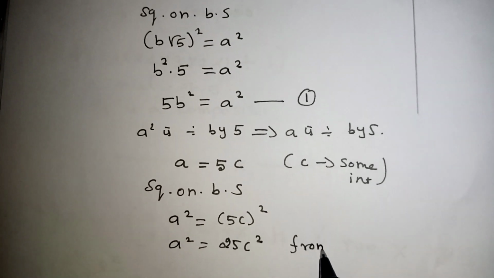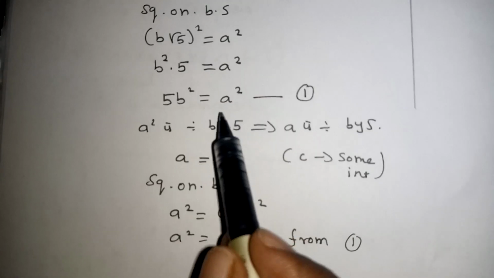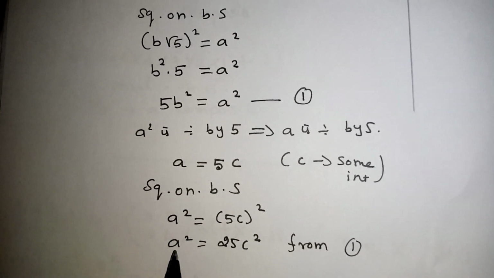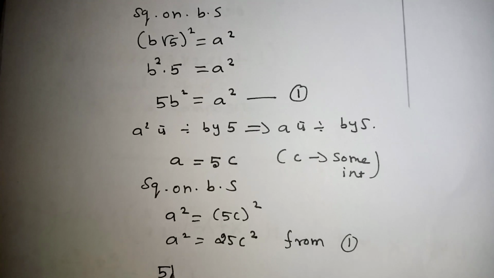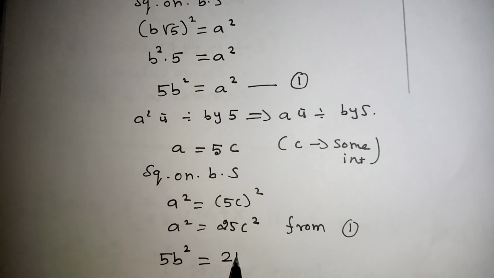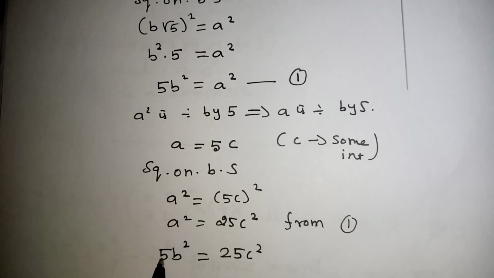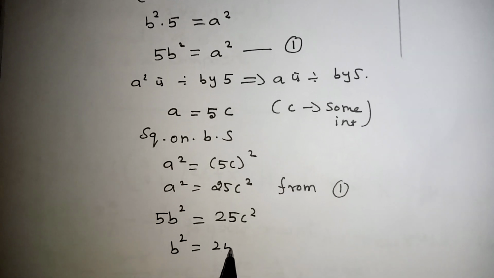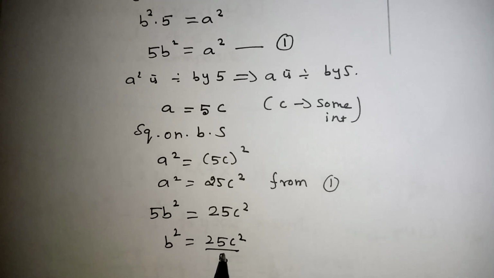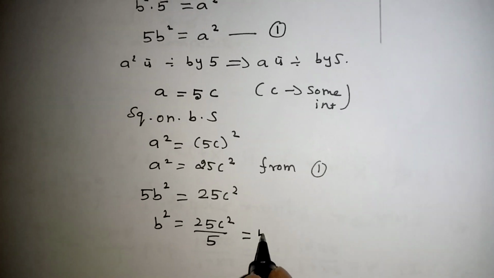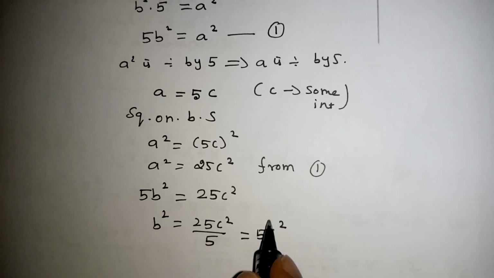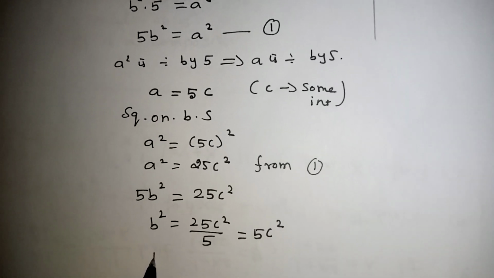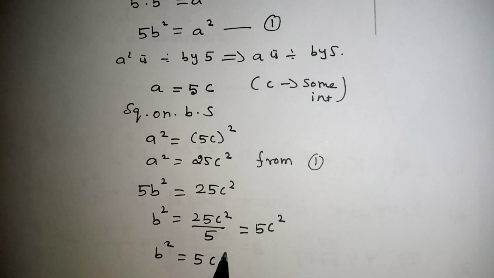From the first equation, what is my first equation here? A squared can be written as 5B squared. So in the place of A squared I can take 5B squared, which is equal to 25C squared. The multiplication by 5 I can bring to this side, that will become division. So B squared equals 25C squared by 5. After cancellation this will be 5C squared. So whatever the value of C, it is definitely a multiple of 5 also. So B squared is equal to 5 into C squared we are getting.